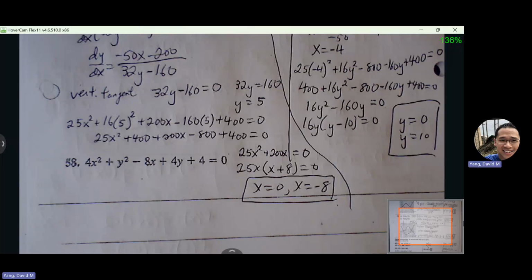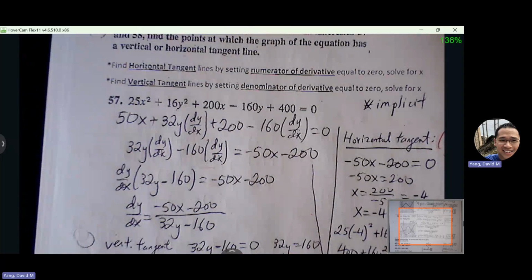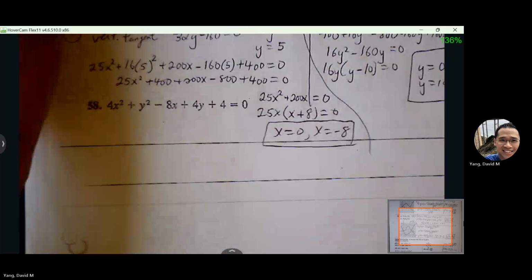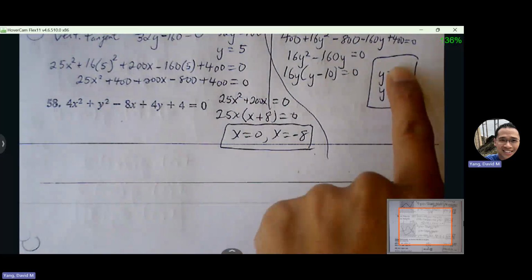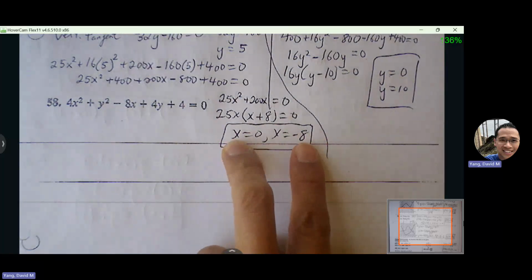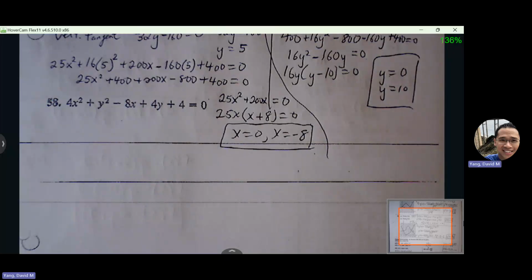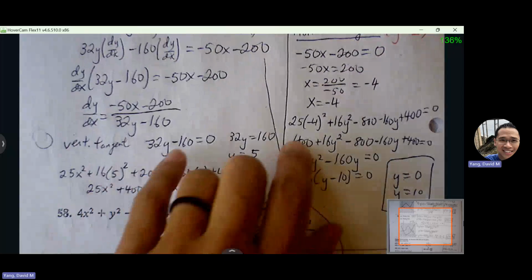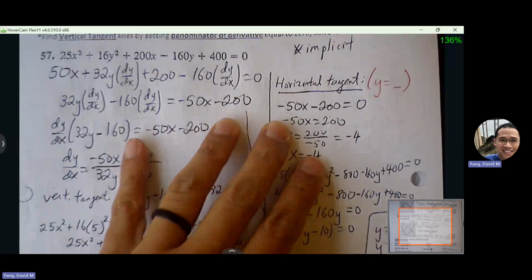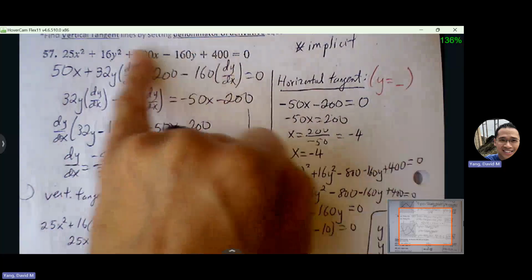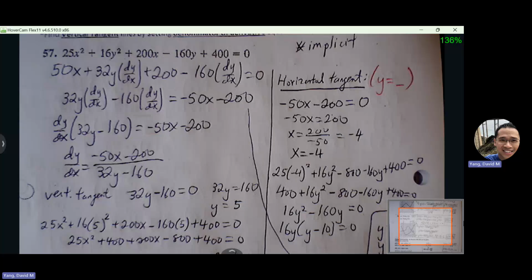But they don't want us to find slope. Right? Well, a vertical tangent line has undefined slope, and your equation will look like just x equals a number. And your horizontal tangent line will be y equals a number. So here we have two horizontal tangent lines and two vertical tangent lines. But sometimes when you set your numerator or denominator equal to 0, you may not be at the variable that you want. So you may have to plug it back into the equation to get the variable that you need for your lines.